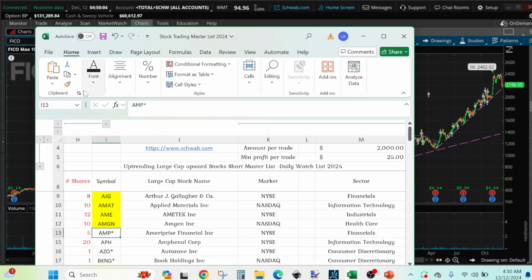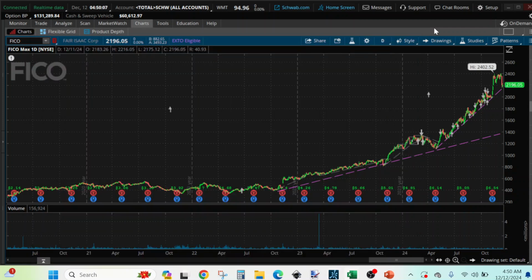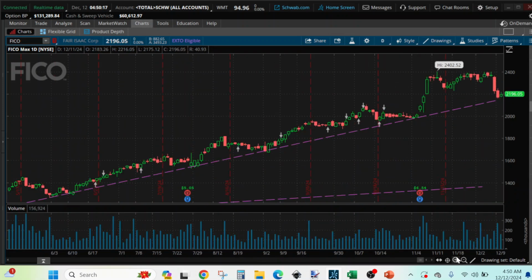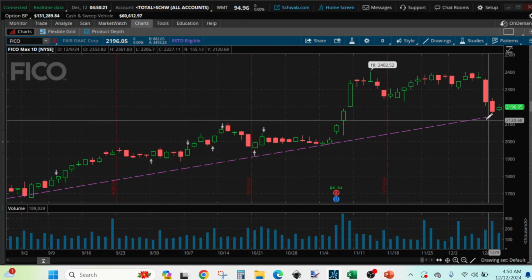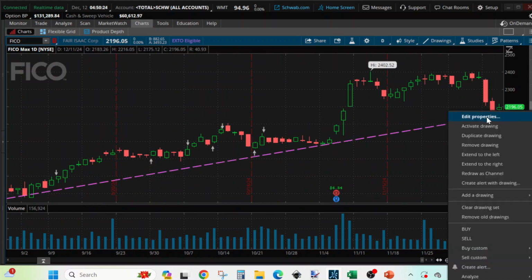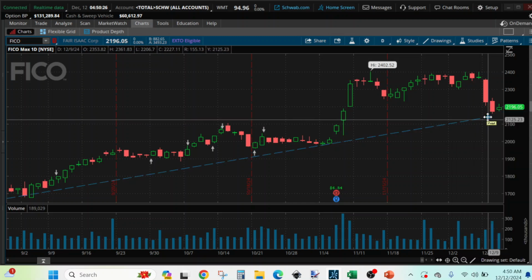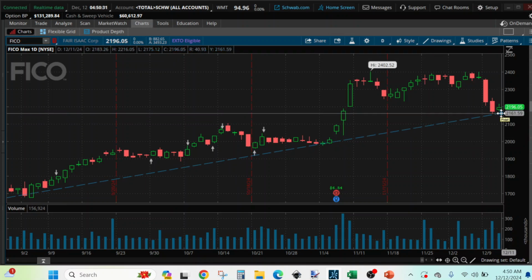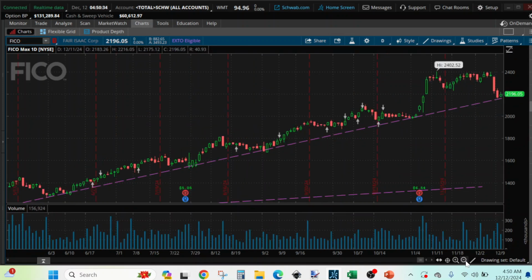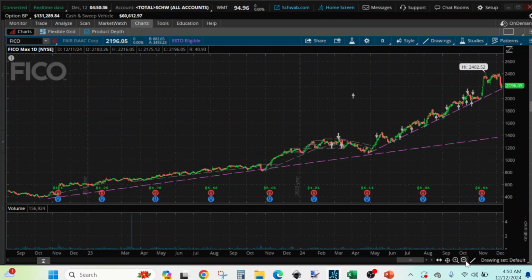So we can start with, or maybe since FICO is already open, we can take a look at it. But yeah, we decided yesterday to buy if we see the first green bar, and I saw the first green bar around noon, but I decided not to buy it. And why I decided not to buy it, let's look at it.